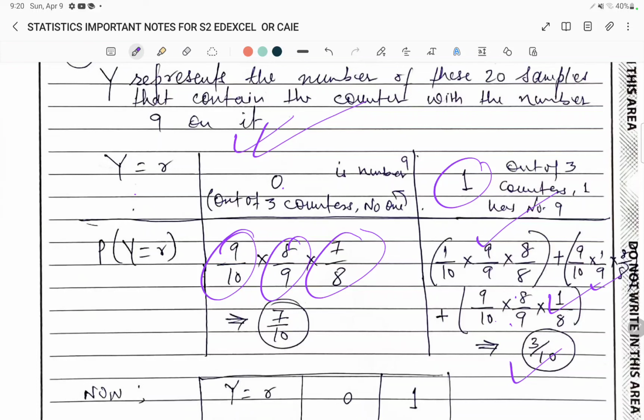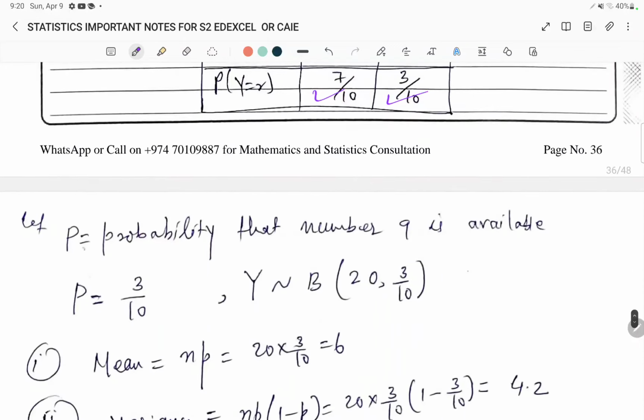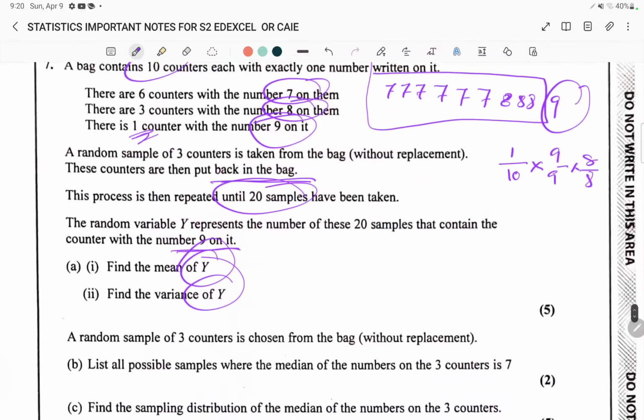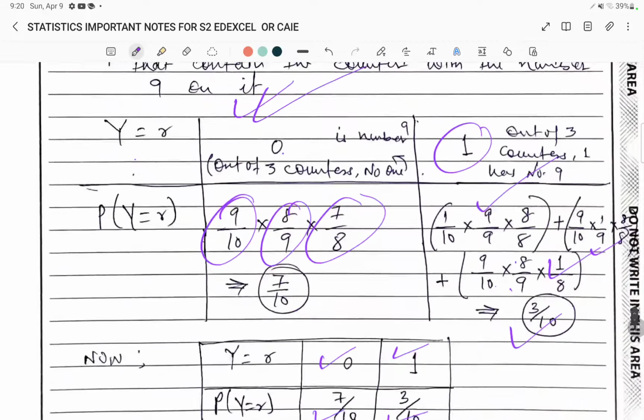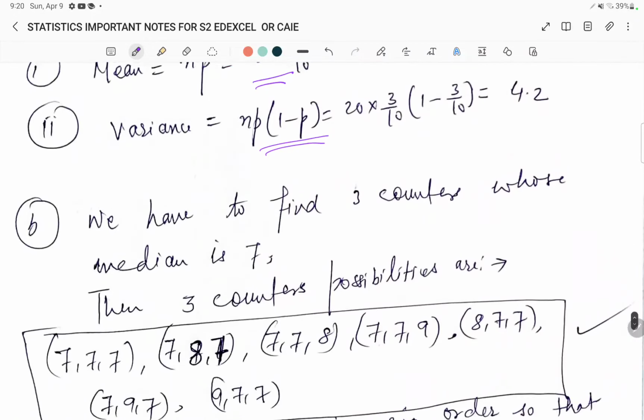So 3 by 10 here. So y equals r. R is 0, 1, and the associated probabilities are 7 by 10 and 3 by 10. Now the next question says variance. So mean and variance is simple. Mean is NP, and the variance is NPQ.